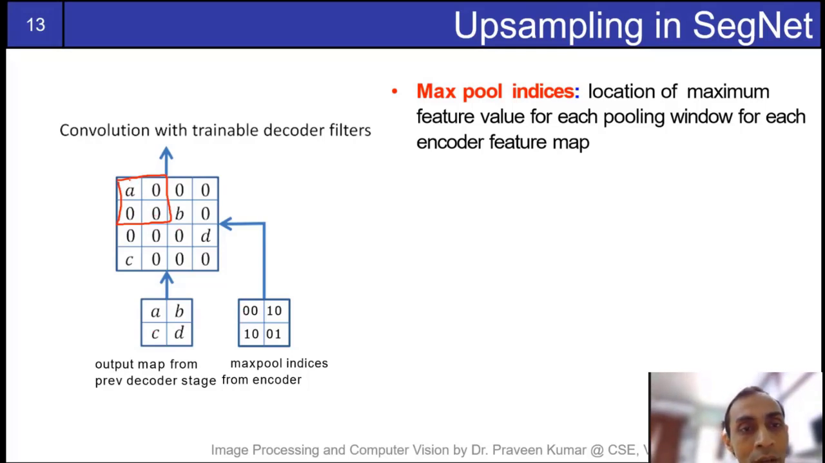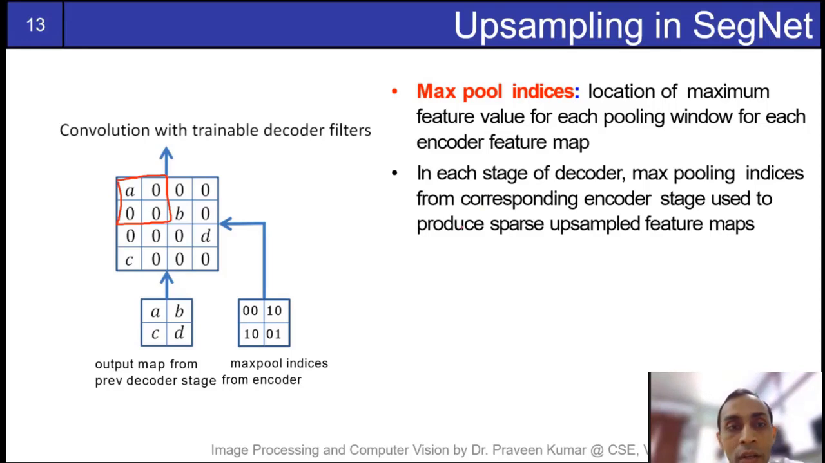So we will take this 2 by 2 window and put A at 0, 0, and the others were discarded. So we don't have any information about them, so we'll replace them by 0. Now B came from the 1, 0 location, so B will be placed here, and C also came from 1, 0, so C will also be placed here, and D came from 0, 1, so it will be placed here. So now from 2 by 2, we have upsampled it to 4 by 4. But this is a sparse representation. Most of the values are zeros.